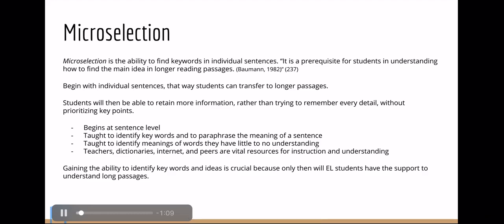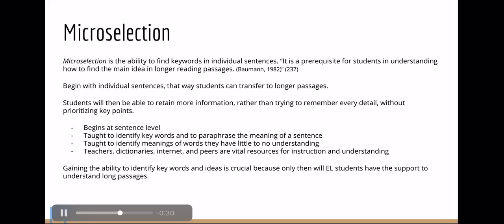Strategy number 37, microselection, focuses on students gaining the ability to identify main ideas and keywords in individual sentences, which will lead to the students having the skill to identify keywords and main ideas in longer passages. Mastering this skill will allow students to retain information better and understand the meaning of their readings. Because of microselection, students also gain the skill needed to paraphrase readings rather than feeling the need to memorize them while not actually comprehending what they read. Learning to paraphrase comes from students also learning how to prioritize information.